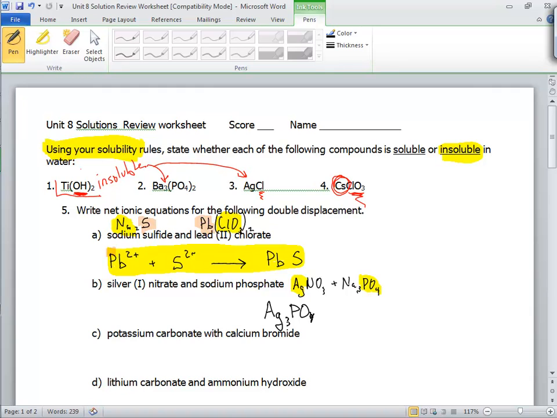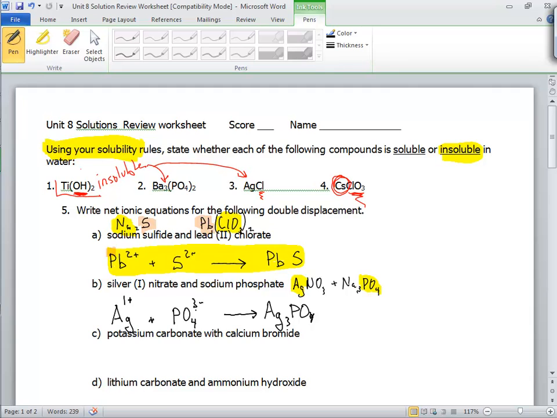So we have to have Ag3PO4. That is going to form. It's not going to be soluble. So let's show the formation of the silver phosphate. Ag, of course, has a charge of +1. And phosphate, your good old friend phosphate, has a charge of 3-.